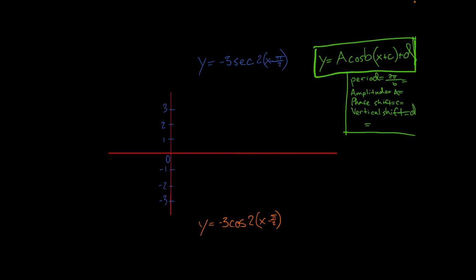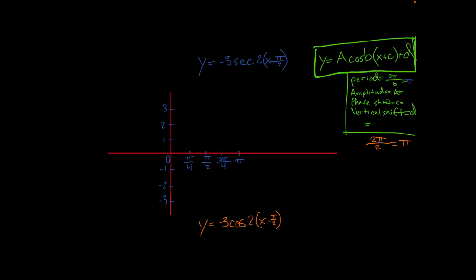Well, the period is 2 pi divided by b, and b is being multiplied by the parentheses, and what's in the parentheses is x plus c, and what we have in the parentheses is x minus pi over 2, and what's being multiplied is 2. So our period is 2 pi divided by 2, and 2 pi divided by 2 is just pi. So our period is pi.